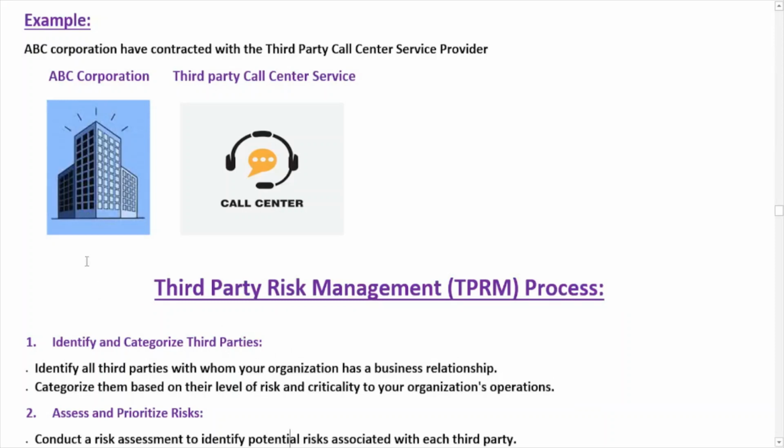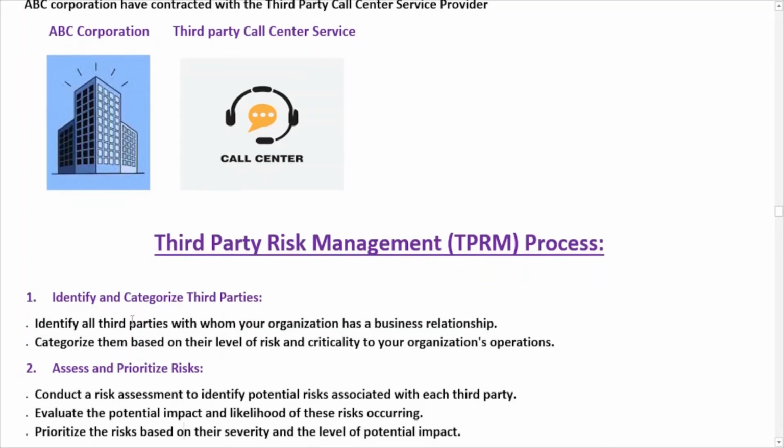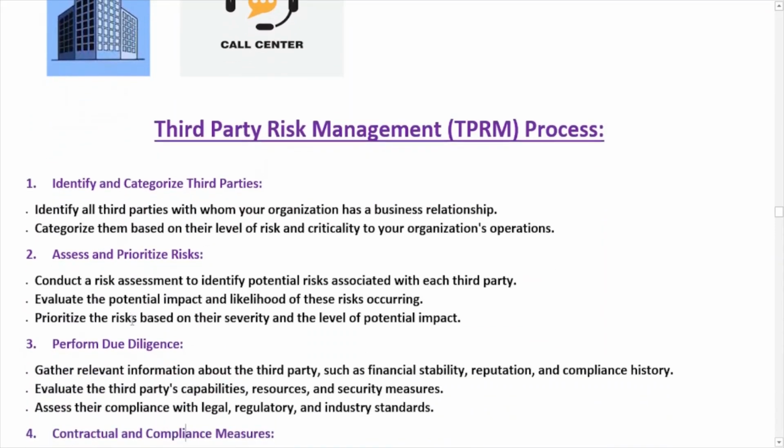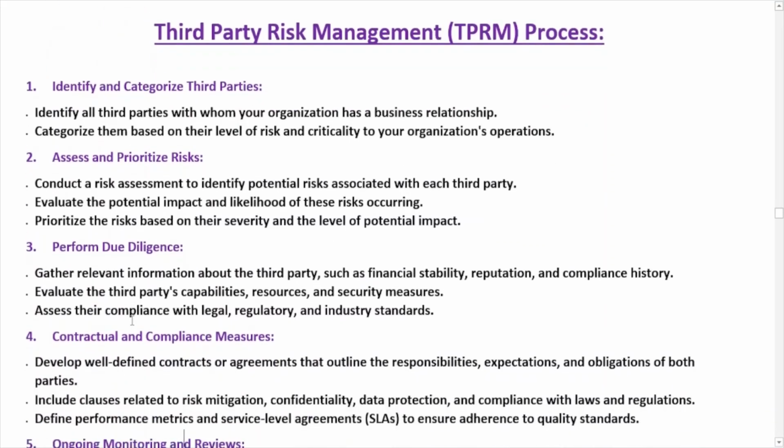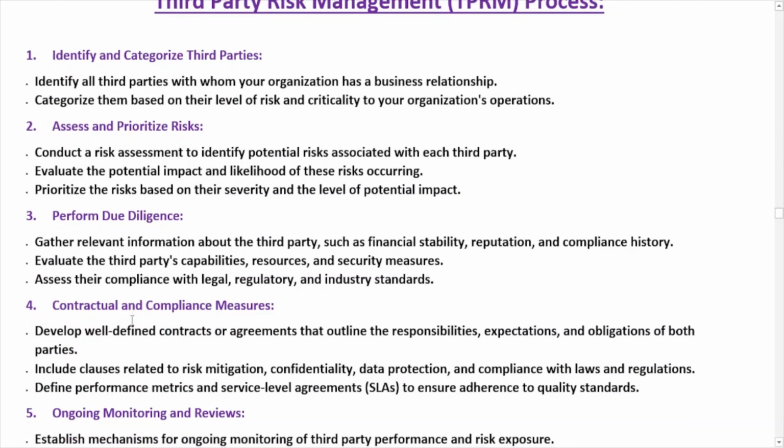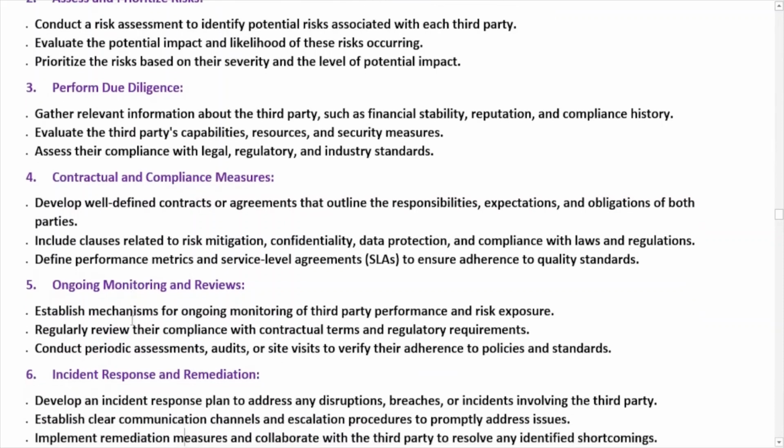Let's understand the third-party risk management process with the help of an example first. Suppose there is a corporation named ABC Corporation and they have contracted with a third-party call center service provider, okay? Basically, ABC Corporation, in order to manage its third-party related risk, has to follow this process. So this is the whole process, okay? I will explain each step followed by the example, okay?